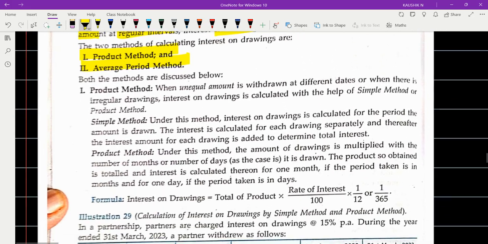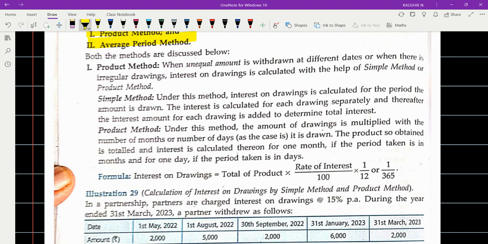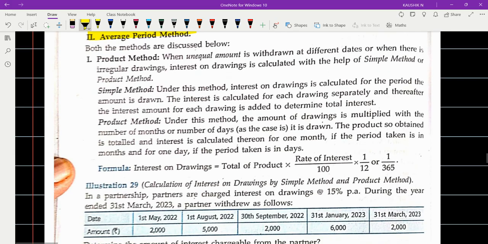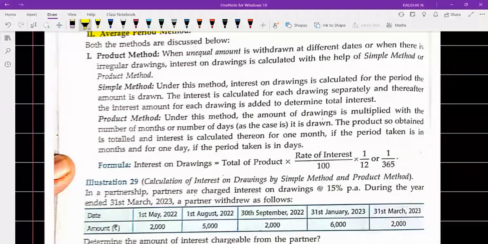Any doubt? Okay. One thing is, whether you use the product method or the simple method, both methods will give you the same answer. There's no doubt about it. Here the formula for interest on drawings under the product or simple method is: total product into the rate of interest by 100 into 1 by 12, if it is given in terms of months. If it is in terms of days, then it will be 1 by 365.